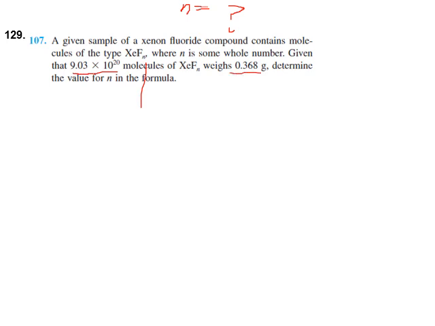So we divide 0.368 grams by roughly 9 times 10 to the 20th molecules, and that's going to give us how much each molecule weighs in grams. So divide 0.368 grams by 9 times 10 to the 20th, and you're going to get some really tiny number of grams, and that's how much each of those molecules weighs or has a mass. All right, and then what we're going to have to do, though, is we don't want the mass of each molecule of XeFn. We don't want it to be in grams. We want it to be in atomic mass units.